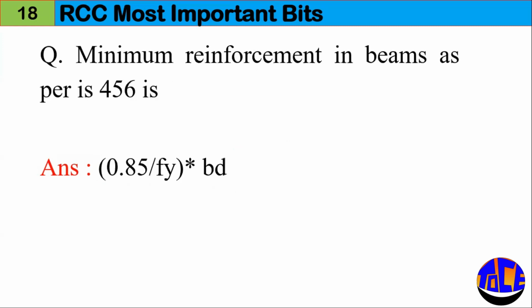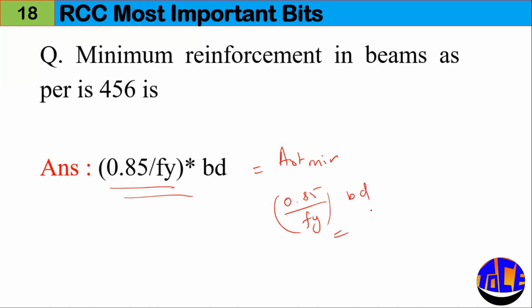Question number 18. Minimum reinforcement in beams as per IS 456 is. So the minimum reinforcement, Ast minimum, is equal to 0.85 by Fy into bd. Try to remember this formula, 0.85 bd by Fy. Okay, and the maximum percentage is 4%. We have already discussed this maximum.